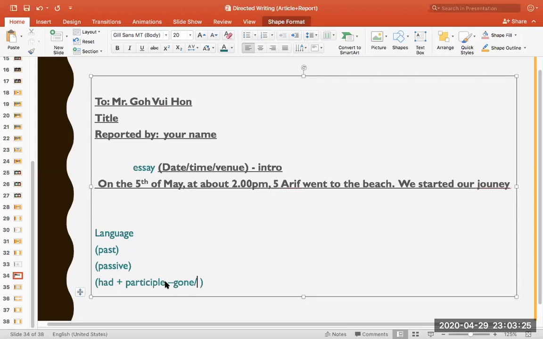I had gone to my school. I have eaten, participle. I had taught, ajar, teach, taught. Okay, so priority number 1 mesti past tense. If you can, you throw in some passive sentences, and if you can do this, this is the best lah. Okay, so ikut level masing-masing.